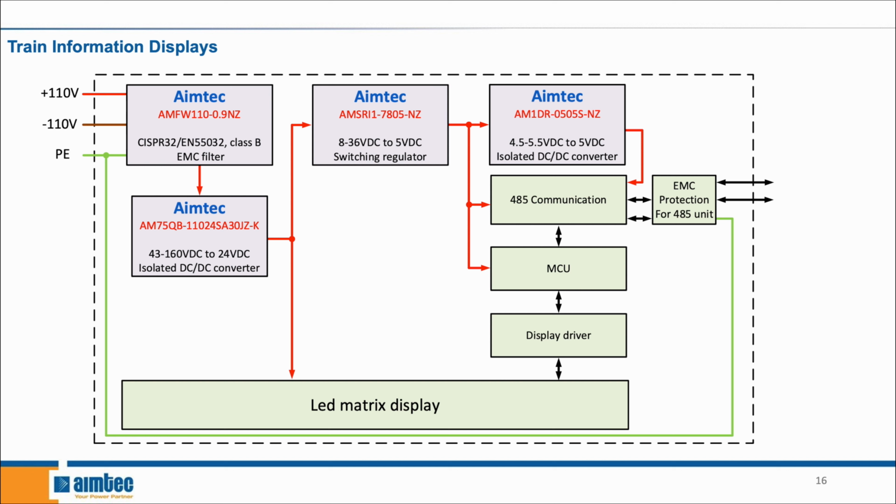The AM75QB serves as the main power supply for the entire display unit. It converts the 110 volts to 24 and powers the LED matrix directly. An AMSRI switching regulator converts the 24 to 5 volts and powers the MCU, display driver, and 485 communication module. Finally, an AM1DR isolated converter is used to provide the power to the 485 signal line. The isolated communication module helps further reduce the chances of the display unit being interfered with.